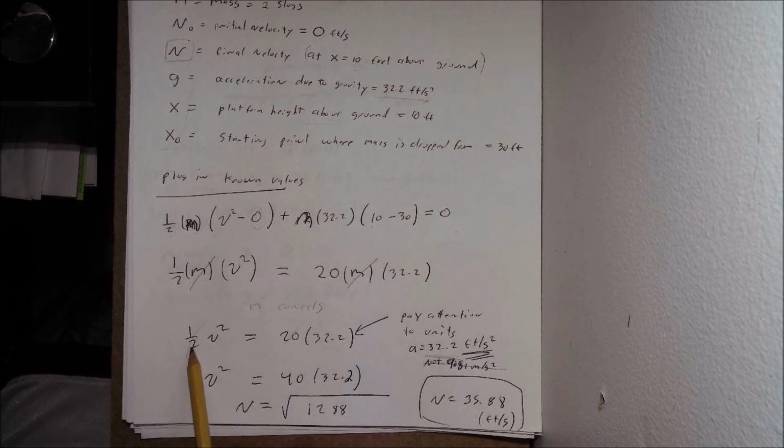So continuing on, once we plug in the correct units for acceleration due to gravity, we can reduce this, put our 2 over on this side here, eliminate from here. So V squared is equal to 40 times 32.2. Square root of both sides, V is equal to square root of 1288, or when we do that out, velocity is equal to 35.88 feet per second. So that's our velocity when our mass reaches the height of that platform, which is 10 feet above the ground.